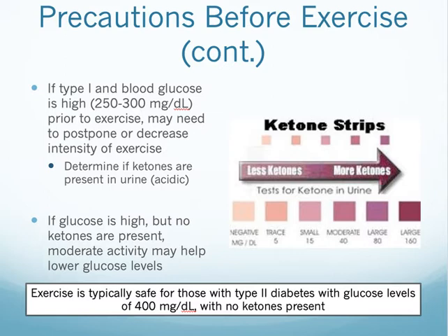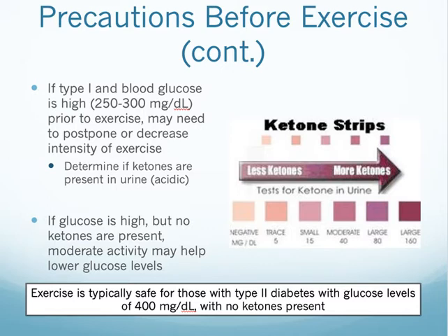On the opposite end of the spectrum is hyperglycemia, or high blood glucose. With type 1 diabetes, this is going to be greater than 250 to 300 milligrams per deciliter. A person may need to postpone or at least decrease the intensity of the exercise session. This decision should also be based on whether or not there are ketones present in the urine. If blood glucose levels are low, the body will begin to break down and utilize fat as a fuel source.